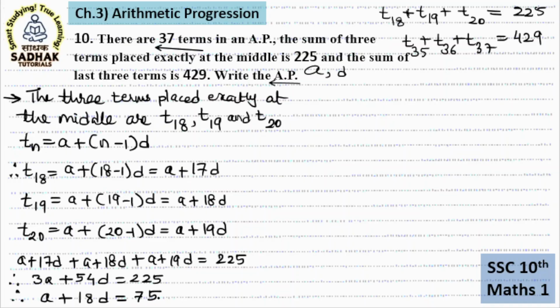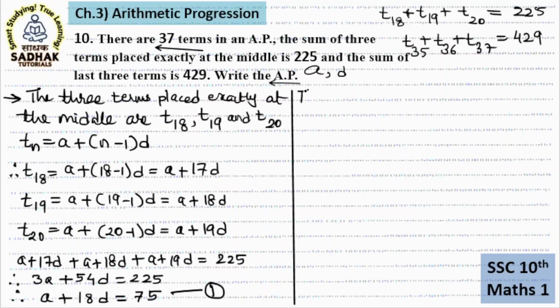So here we got A plus 18D is equal to 75, which cannot be simplified further. So let us say that this is our equation 1. Now using the second information, that the last three terms together, when we add them, we get 429.